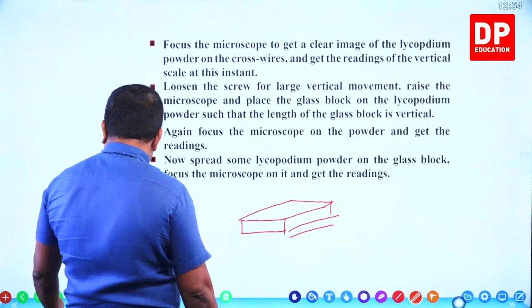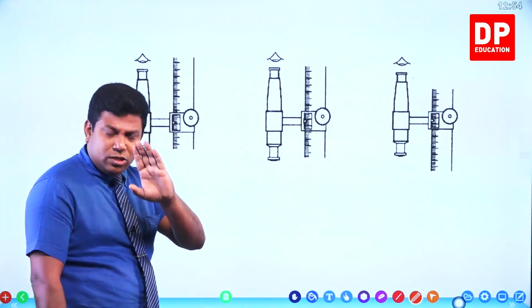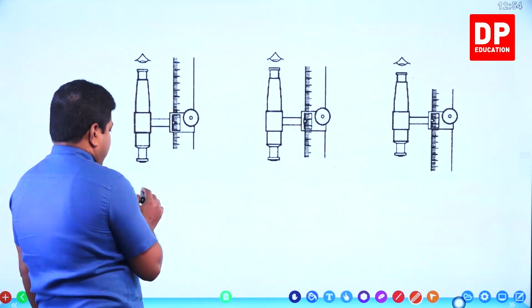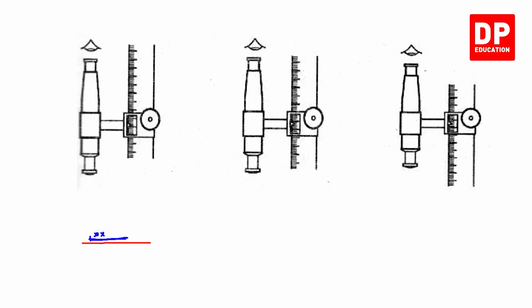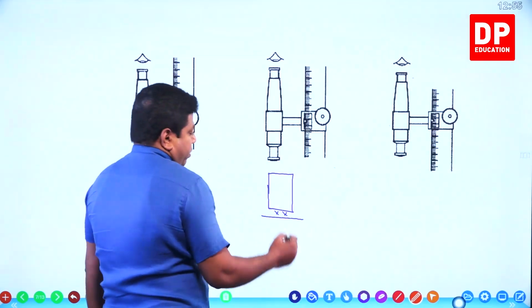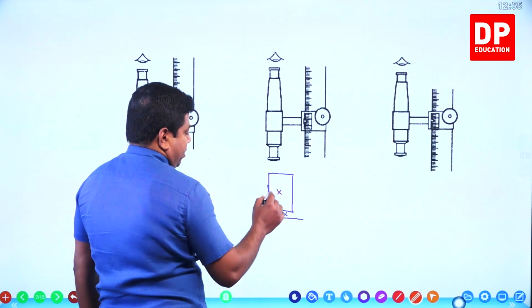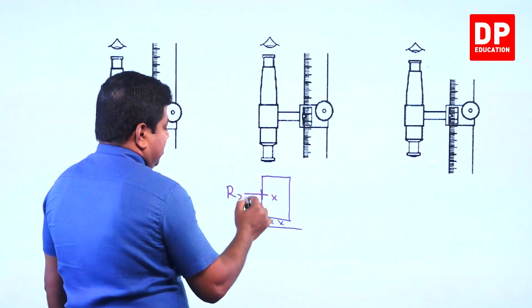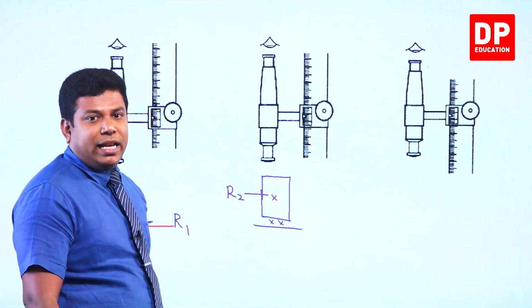I will show you. We are going to get 3 readings now. First, you keep some powder and you focus on it. That's reading number 1. Then there was the powder, and you have kept the glass block. Once you have kept the glass block, what will happen? You will see the image of it. Where would the image be? The image would be somewhere here. So this is the second reading. We are focusing on the image.